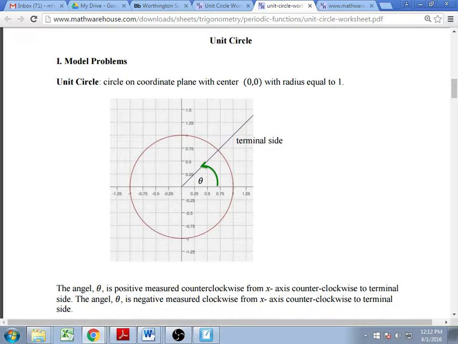So, what are some things you notice about this circle? How it's laid out on the coordinate grid? Just some observations. It's a circle. Yeah, we've got its center at the origin.